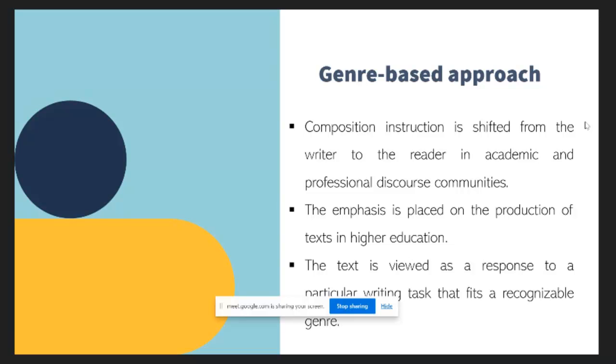In this approach, the emphasis, the focus, is shifted from the writer to the reader in academic and professional discourse communities. So there is a lot of research on genre, about the treatment of genre as well as research on individual genres. The emphasis is placed on the production of the text, and the text is used as a response to a particular writing type that fits a genre.